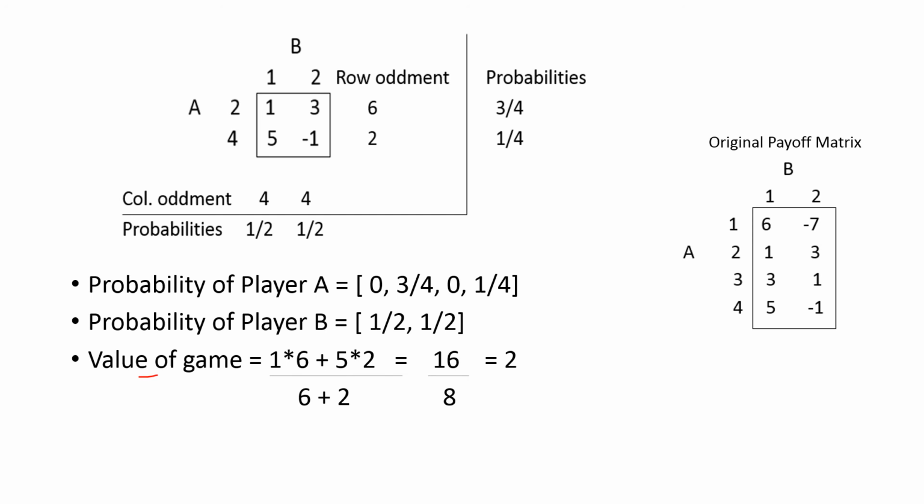Before that, the probability of player A. For player A, this is the actual payoff matrix. For player A, we were having 4 strategies, right? And at the end, we have selected 2 and 4. So for 2 and 4, we are having the values 3 by 4 and 1 by 4, and the rest are zeros. For B, only 2 strategies are there and the probability values are 1 by 2 and 1 by 2. And the value of the game is (1 into 6 plus 5 into 2) divided by (6 plus 2). That is 16 by 8 and that is 2.